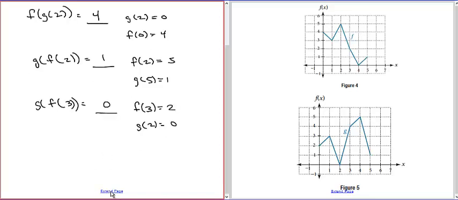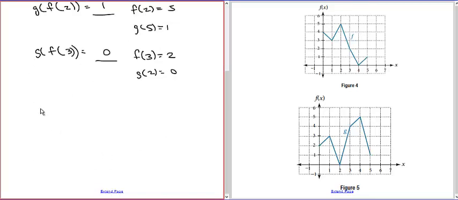Now you can do this with the same function. So if I did f of f of 3, a composite function, first you do f of 3. So we come to the f curve, 1, 2, 3. f of 3 is 2. So then we do f of 2. f of 2 is 5. So the answer is 5.